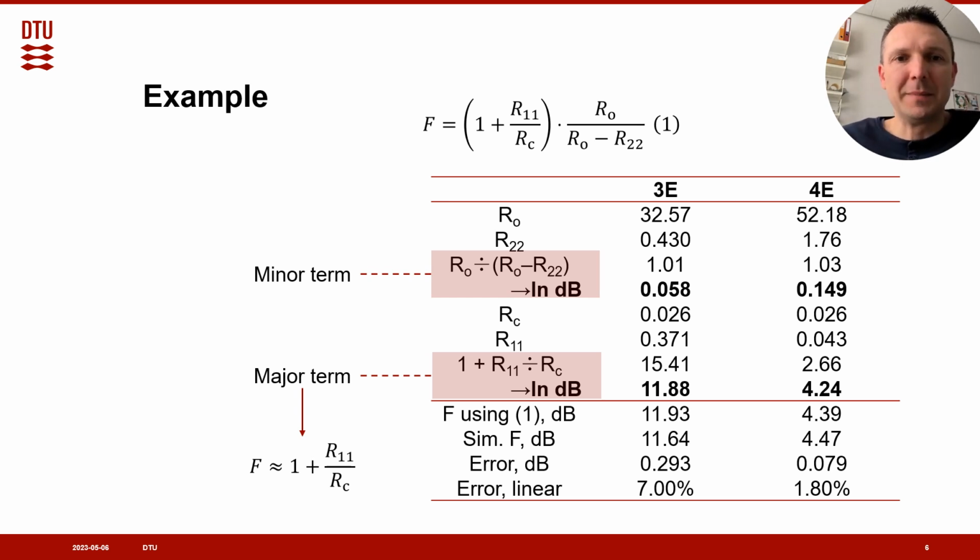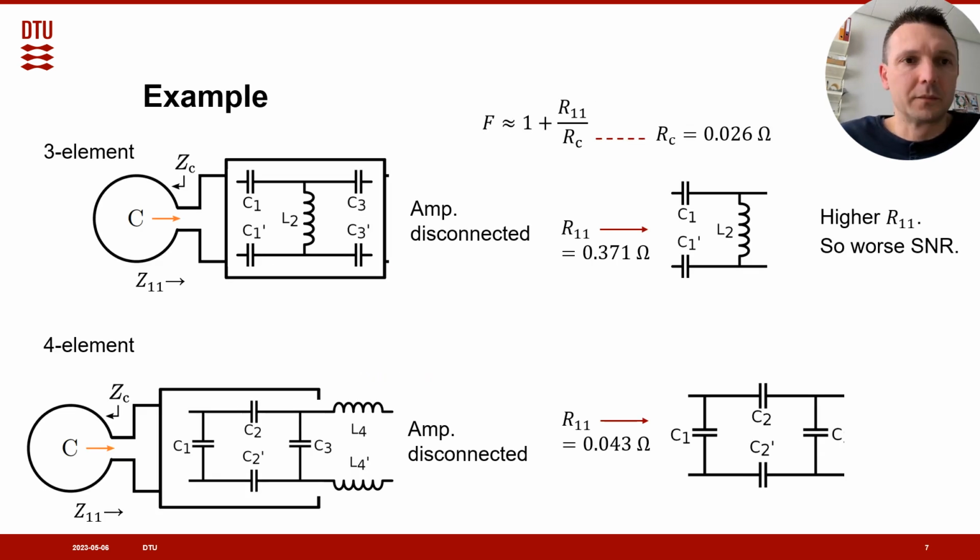The noise figure estimated by the exact equations is very close to the simulated noise figure, with errors below 0.29 decibel or 7%. It is also clear that the last term, Rout divided by Rout minus R22, is negligible. Thus, in this example, the approximate formula can be employed. The noise figure equations explain the difference between the SNR of the two networks considered here.